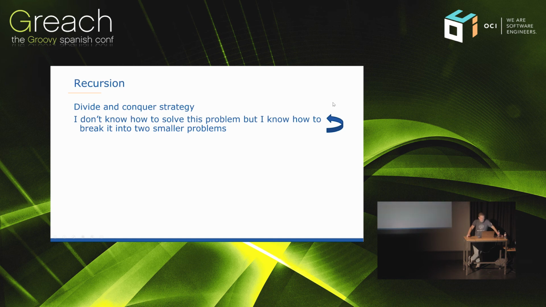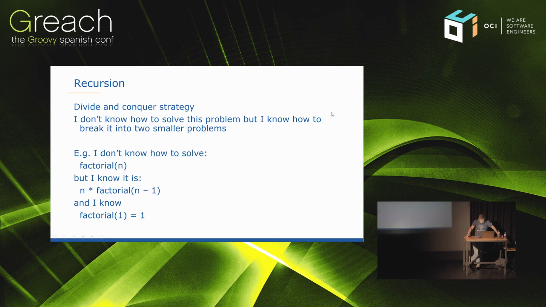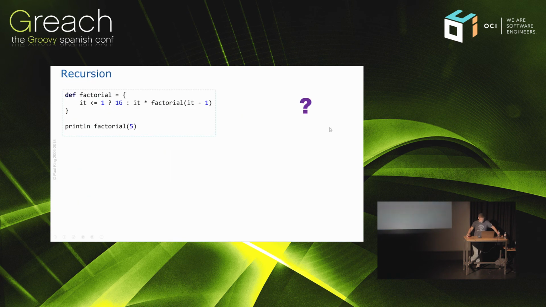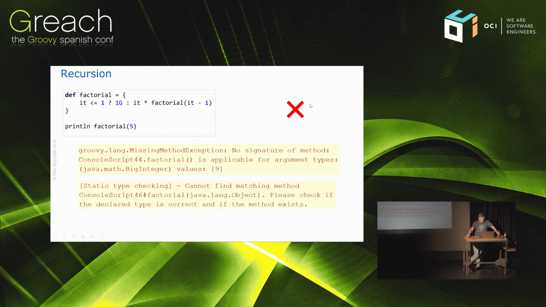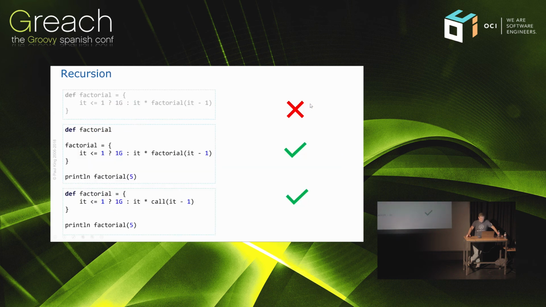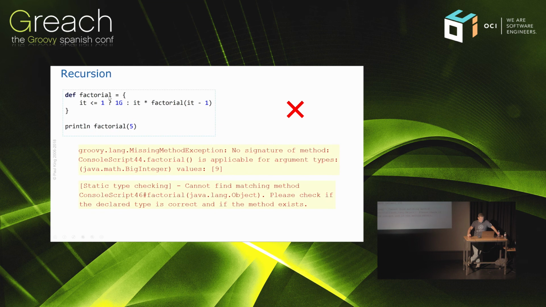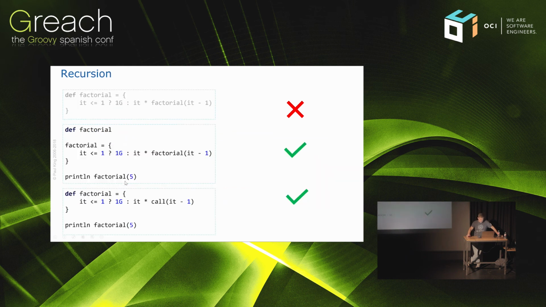Recursion, it's just applying the divide and conquer strategy. So I don't know how to solve factorial n, but I do know that it's n times a smaller problem, and we just go and apply that, and that solves our problem. There's just one little trick that you have to do in Groovy: if you declare factorial and you try to reference it inside itself as in a closure, it'll say, I don't know, this is something you haven't defined yet, and I won't let you do that. There's just a couple little tricks you can do.